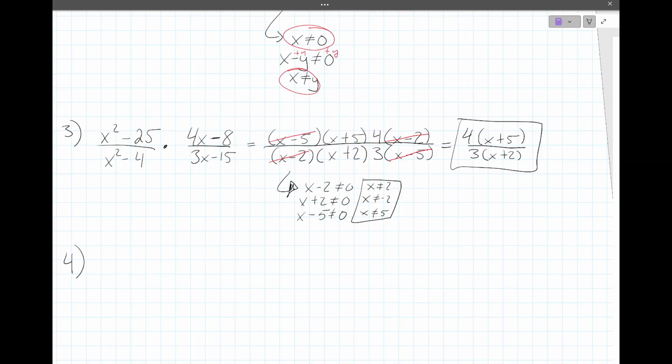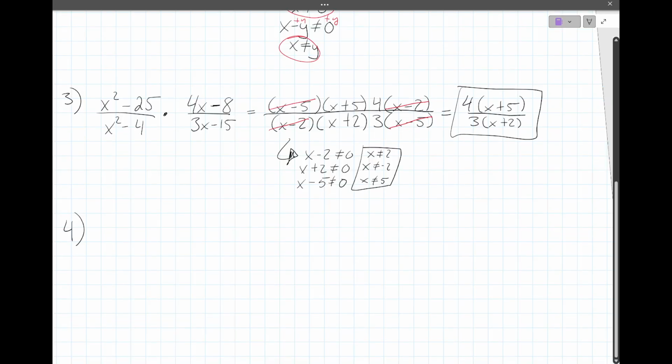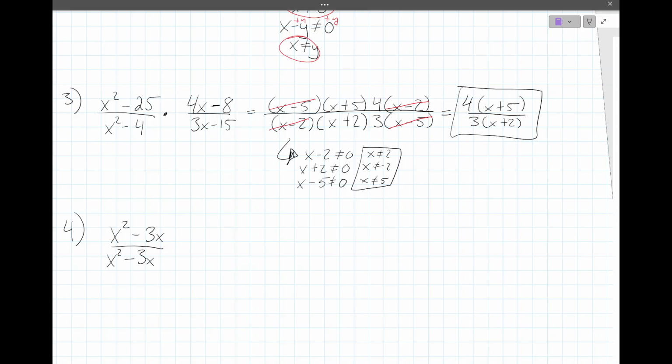Now, for now, we're just doing binomials. Later on in mathematics, that's going to spread to even higher things, right? So right now, let's take a look. For number 4, we have x squared minus 3x all over x squared minus 3x minus 4.